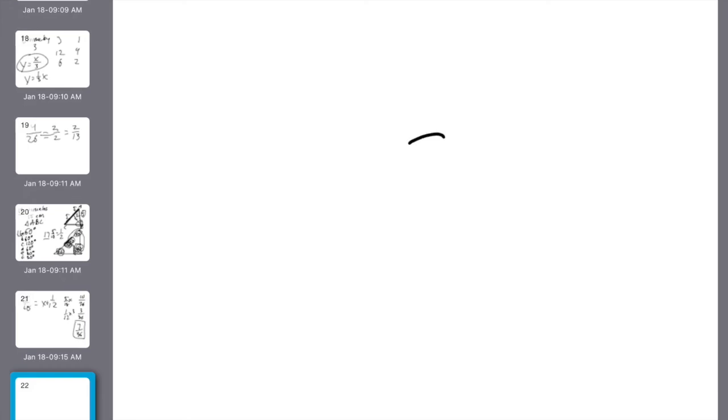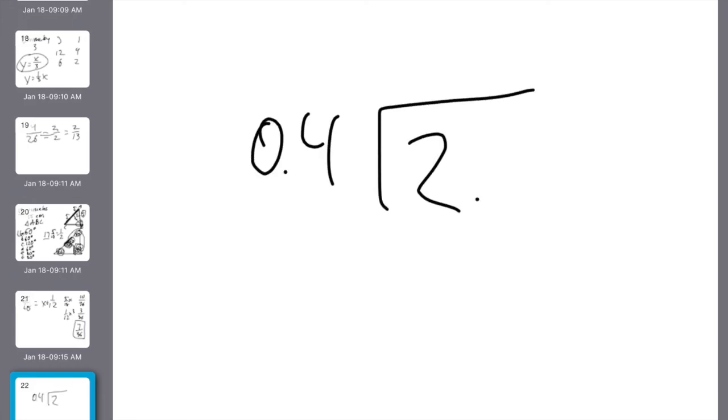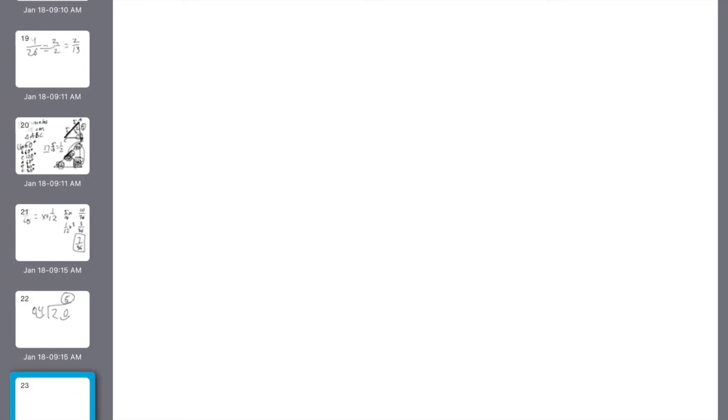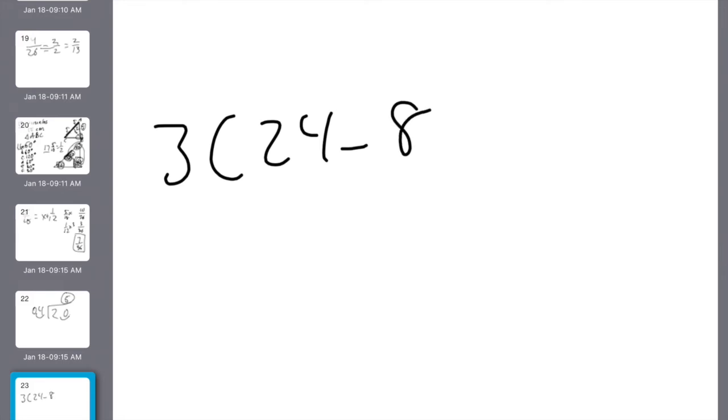Number 19. Missing a letter next to a number means multiply. To solve it, I divide. 2's in the box. 0.4 is outside the box. Add a decimal point, add a 0, because I have to slide it over once. So I have to slide it over once. 4 goes into 20 5 times. 20. Woo! Welcome to today's problem.